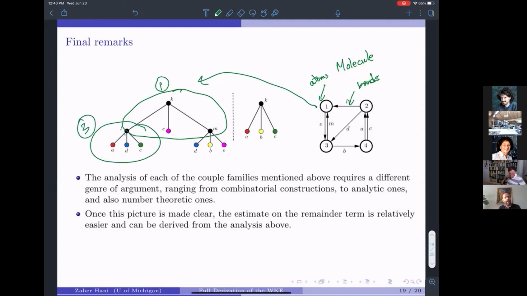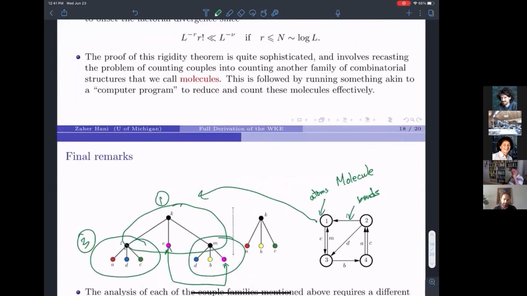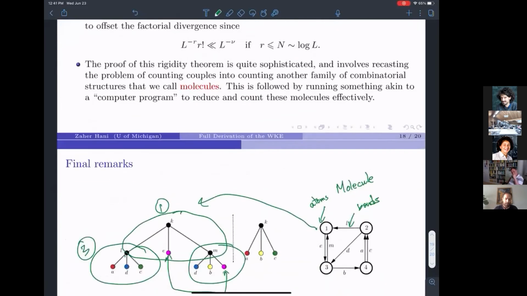And the bonds between the atoms correspond to a pairing of the leaves. Between this atom and this atom, you have those two leaves being paired, which corresponds to drawing a bond at the level of the molecule. Okay, this is due to lack of time. Probably this is more confusing than not, but essentially this is the right way, if you like, to count the number of such couples in an effective way, and in order to see this gain that we want, this L to the minus R gain on those couples.